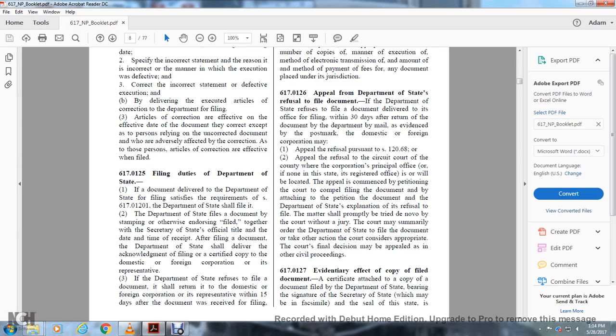The court may summarily order the Department of State to file the document or take other action the court considers appropriate. The final decision may be appealed as in other civil proceedings.